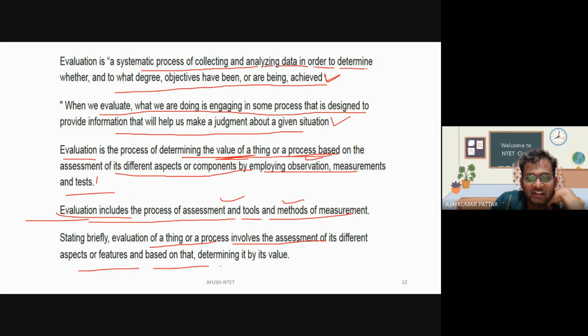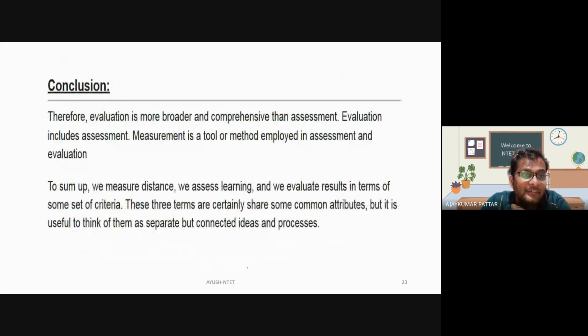Based on that, determining it by its value. You will later on clear this point. Then the conclusion: if we have studied measurement, assessment and evaluation, what do we conclude? Therefore, evaluation is more broader and comprehensive than the assessment. Assessment से evaluation क्या होता है? More broader and comprehensive. How it is comprehensive and broader, we will see in the next examples and slides.